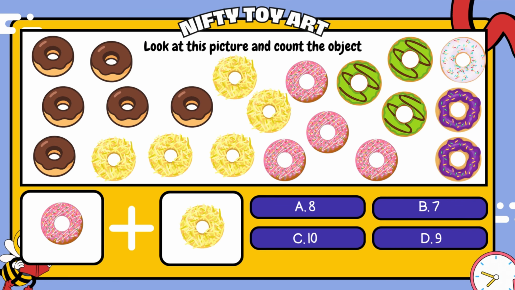I want to take all the strawberry donut plus the cheese donut. So what is the total number of donuts? That's right, 9 donuts.